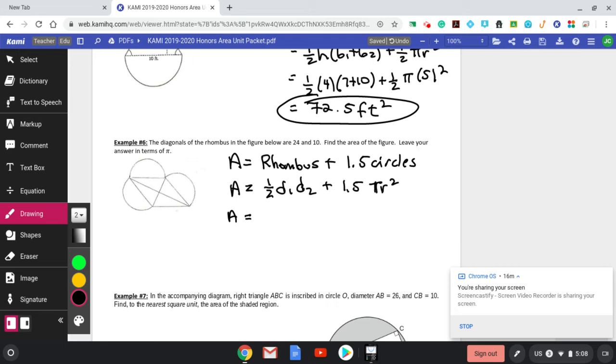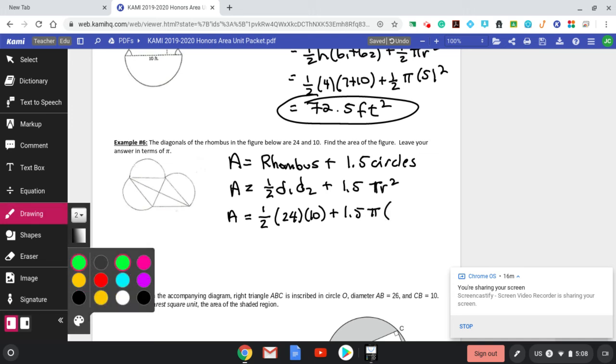The diagonals of a rhombus. All right, they already gave us the diagonals. That's awesome. So 24 and 10 plus 1/2 pi. Now we got to find the radius. And if I take one of these half circles right here, that's your diameter, right? That is your diameter. So if I knew that length, I would cut it in half and put in the radius. But do I know what that's going to be? Not off the top of my head. All right, I'm going to have to do some algebra with that.